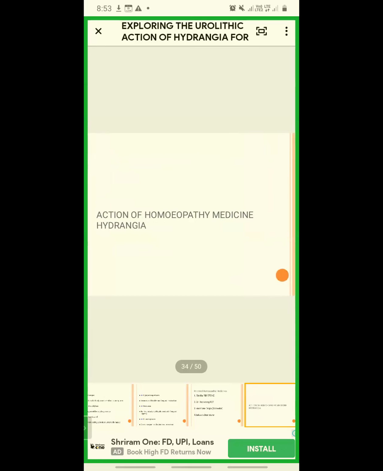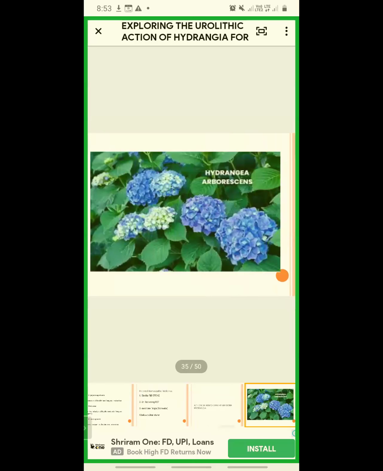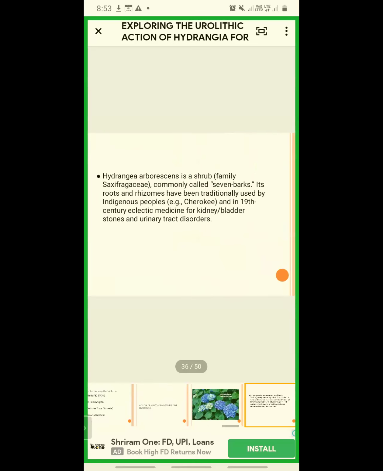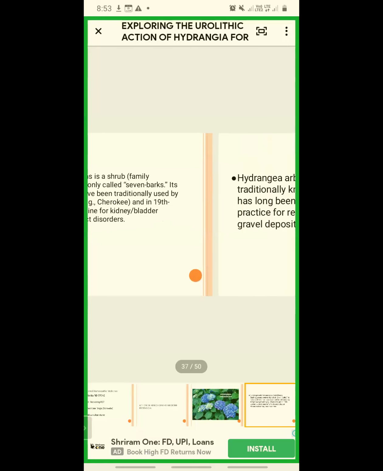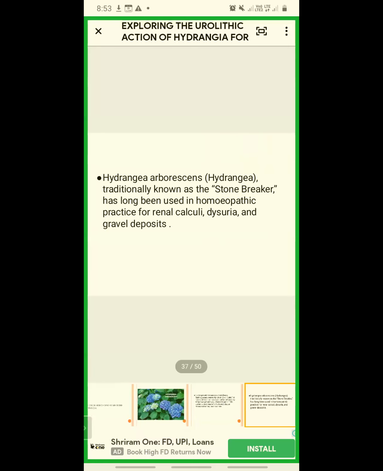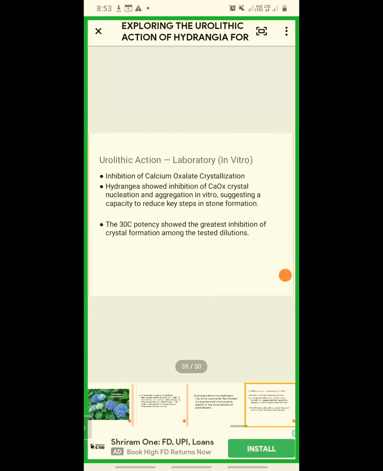So moving on to the main topic, that is the action of the homeopathic medicine Hydrangea. The full name of Hydrangea is Hydrangea arborescens. Traditionally, Hydrangea is used as a stone cutter. The common name is seven barks, and that is the traditional use also. It is a stone breaker. It is commonly used for renal calculi, dysuria, and gravel deposits.